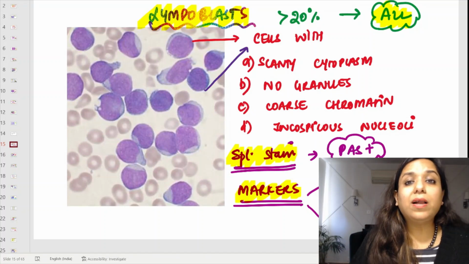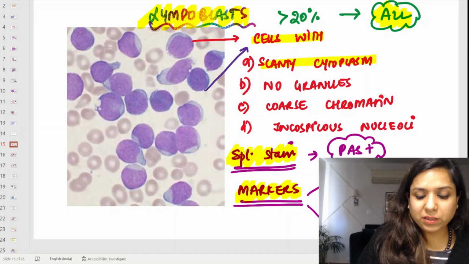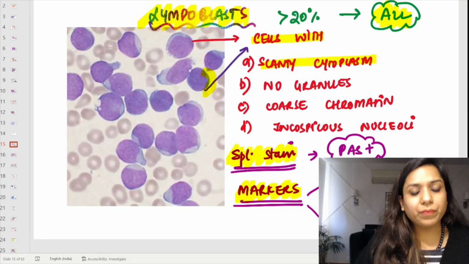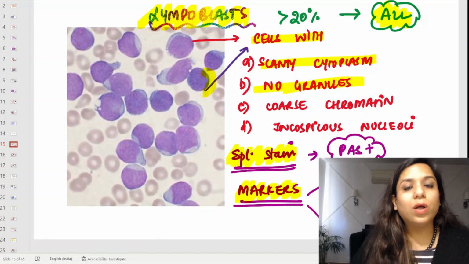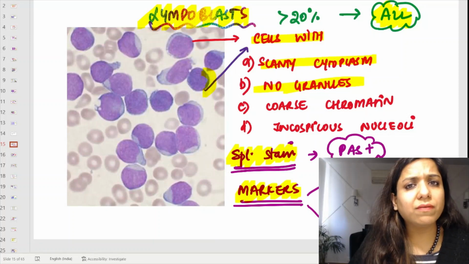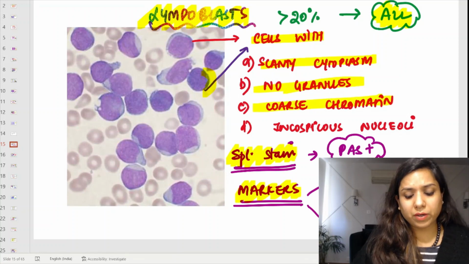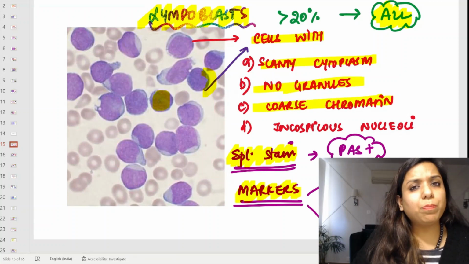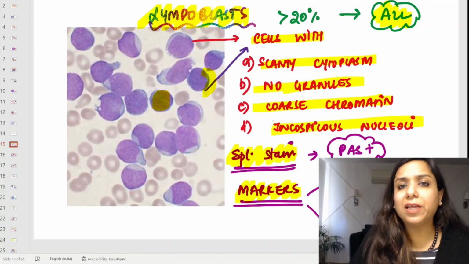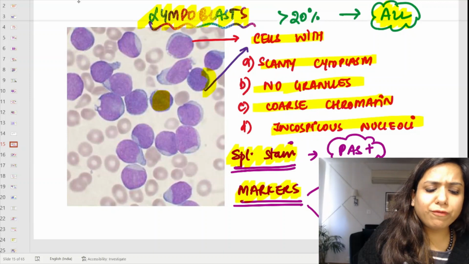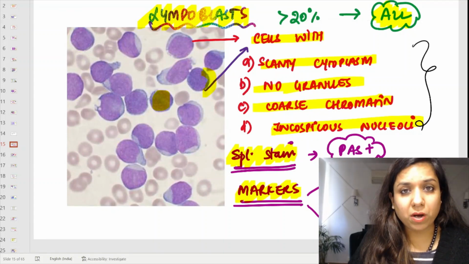How will you identify lymphoblasts? They are the cells with scant cytoplasm. Can you see scanty cytoplasm here, right? No granules. Does a lymphocyte have granules? No. That is why the precursor will also not have granules. So it has no granules. Coarse or bluish chromatin, right? Can you see? It has a very purplish or bluish chromatin and inconspicuous nucleoli. I can't see many nucleoli. These are the four very important characteristics, students, to identify a lymphoblast, right?